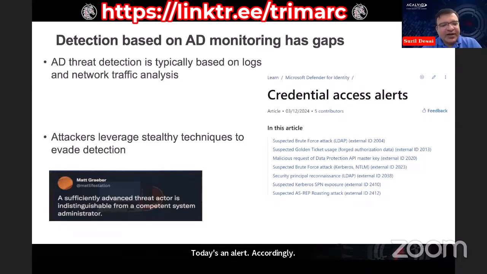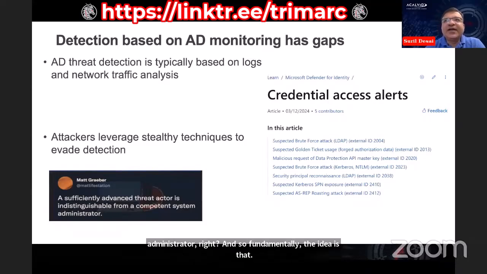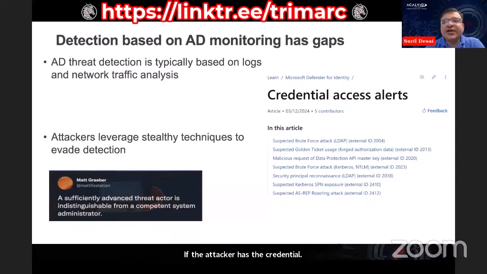But as Matt Graeber said, effectively a sufficiently advanced threat actor is indistinguishable from a competent system administrator, right? And so fundamentally the idea is that if the attacker has the credential and it is the right credential, and if you're trying to do log analytics or network traffic analytics and then try to find anomalies, it is hard to differentiate good from bad.